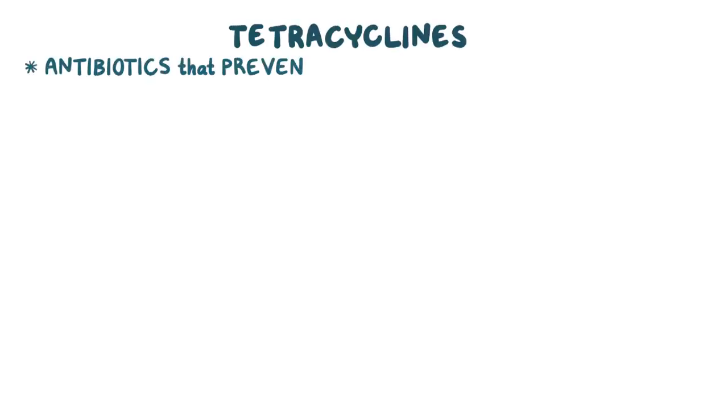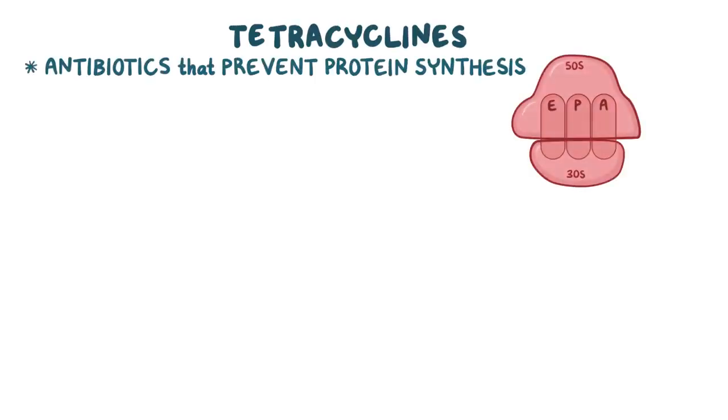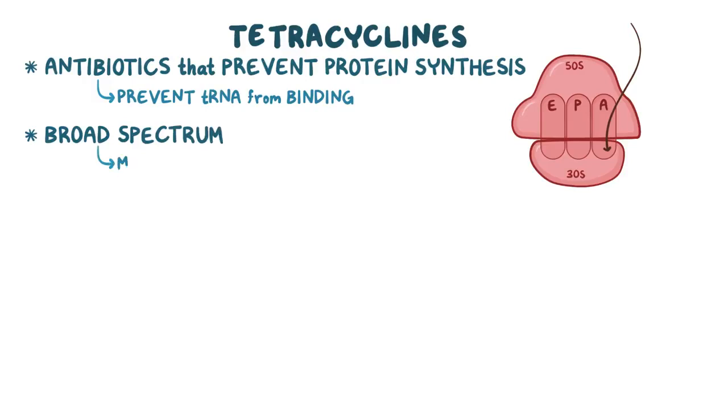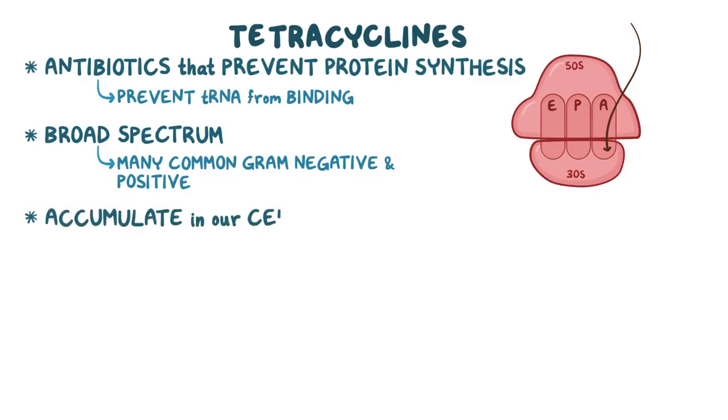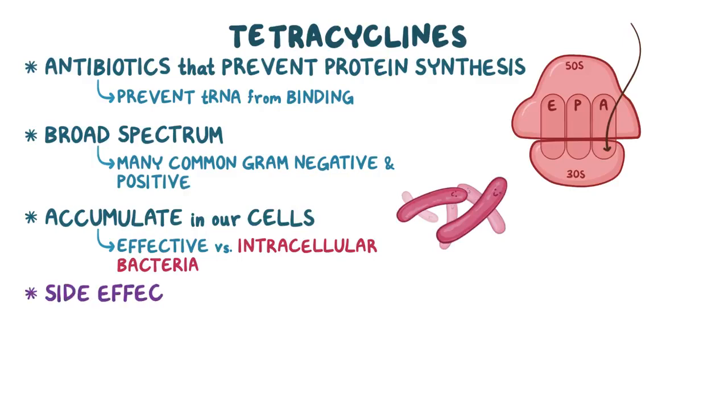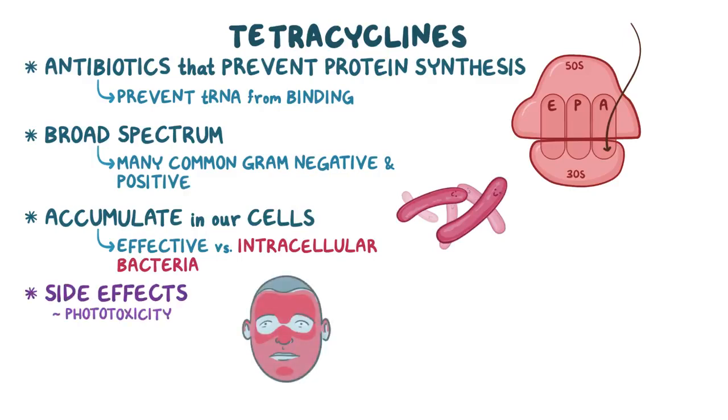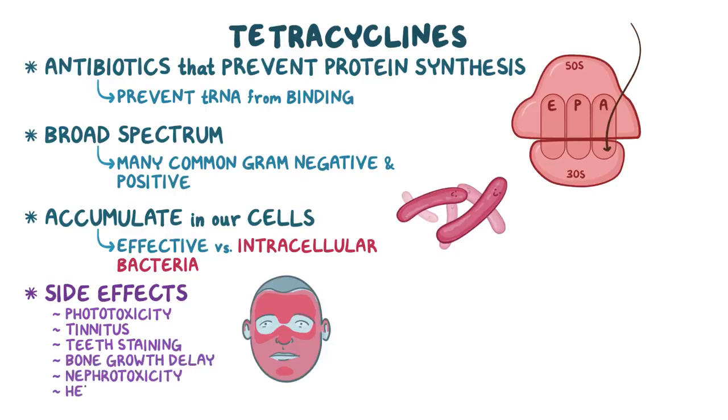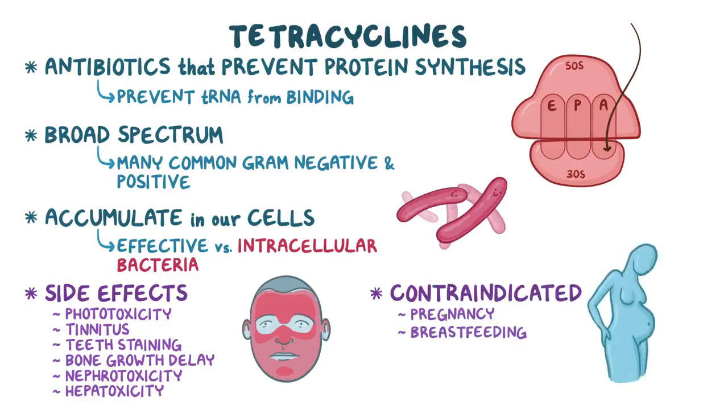Alright, as a quick recap. Tetracyclines are antibiotics that prevent protein synthesis by binding to the 30S subunit of bacterial ribosomes and preventing tRNA from binding. They're broad spectrum and are used for treating many gram-negative and positive bacteria infections. Since they accumulate in our cells, they're very effective against intracellular bacteria like chlamydia. Side effects of tetracyclines include phototoxicity, tinnitus, teeth staining, bone growth delay, nephrotoxicity, and hepatotoxicity. It's contraindicated during pregnancy, breastfeeding, and for children under 8.